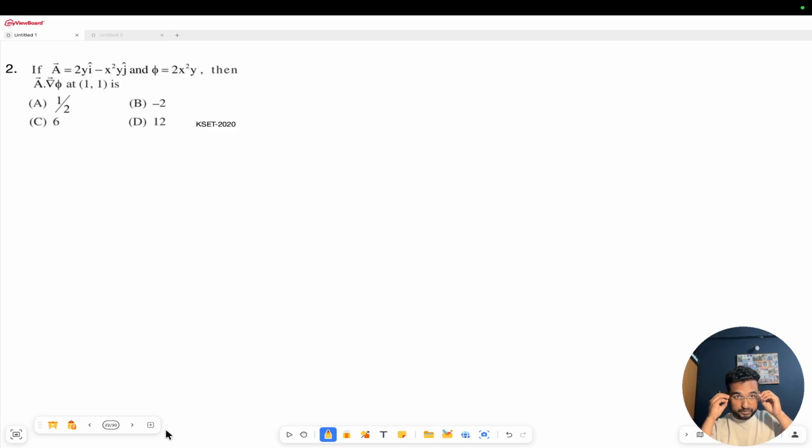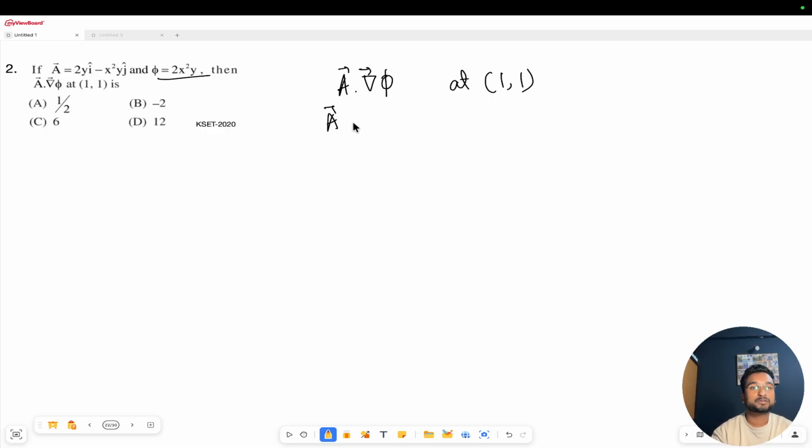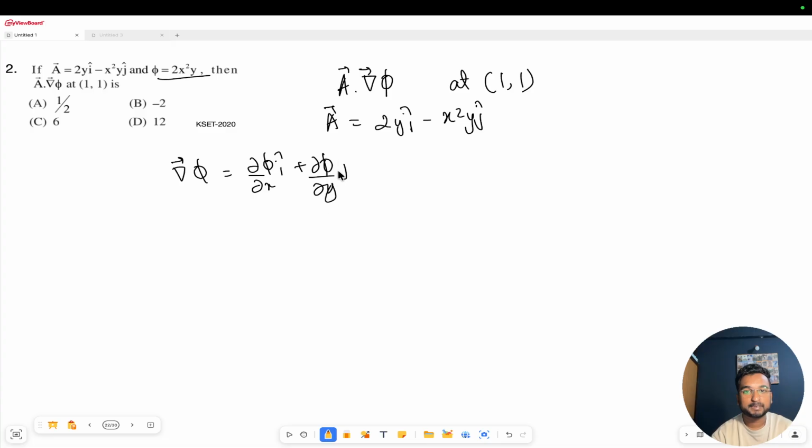Okay, so next question is, you have to find out vector a dot gradient of phi. You have been given phi also, vector a also. Your vector a is what? And they have given the point 1 comma 1. So your vector a is 2y i cap minus x square y j cap, and gradient of phi. See, what was the gradient of phi formula? It was del phi by del x i cap plus del phi by del y j cap plus del phi by del z k cap.